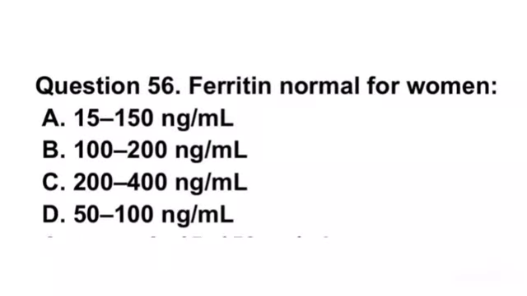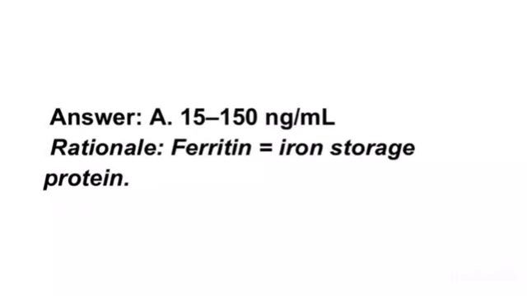Question 56. Ferritin normal for women. A. 15 to 150 nanograms per milliliter. B. 100 to 200 nanograms per milliliter. C. 200 to 400 nanograms per milliliter. D. 50 to 100 nanograms per milliliter. Answer: 15 to 150 nanograms per milliliter. Rationale: ferritin is the iron storage protein.